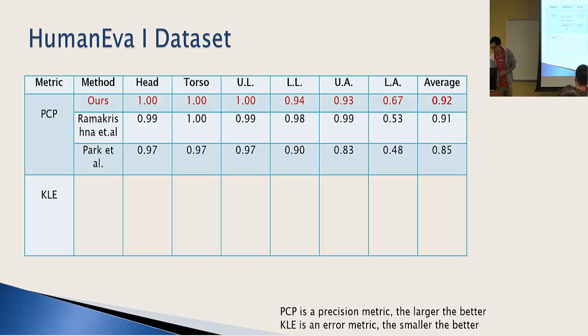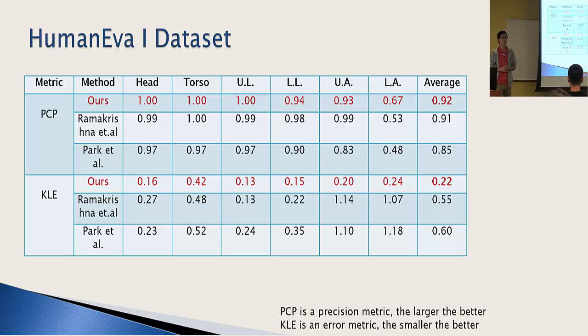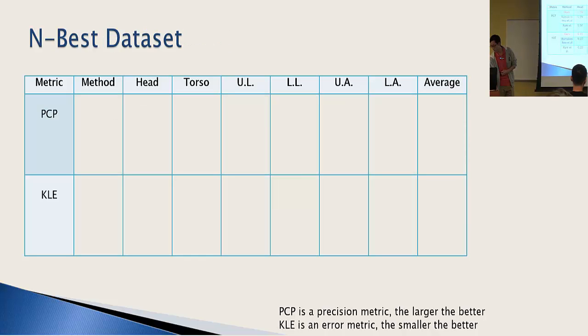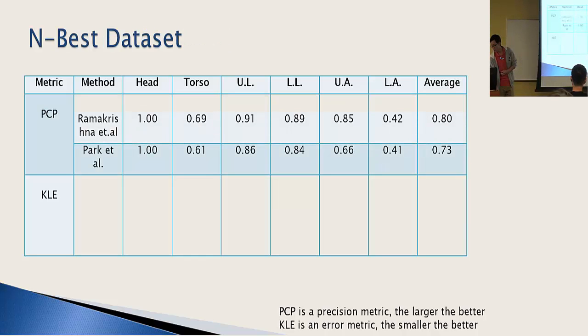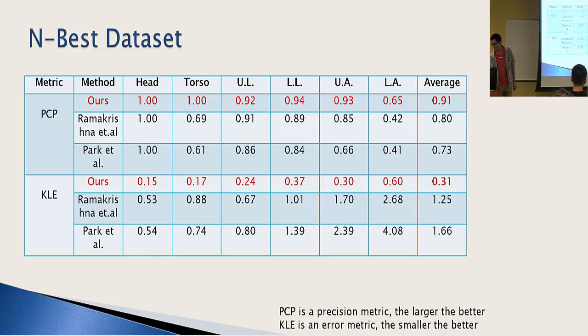And for the PCP results, our performance is also better. And for the KLE, our results are also like 40 to 50% better than the state of the art. And here's the results for the UNBEST data set. Our method also gives 90% accuracy over the PCP measure. And for the KLE, it improves even more than the other two data sets.